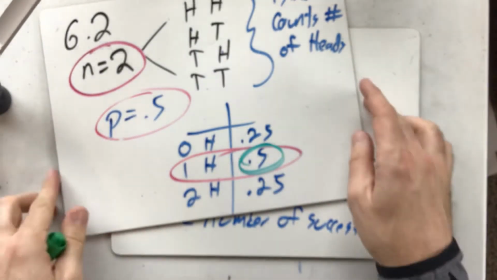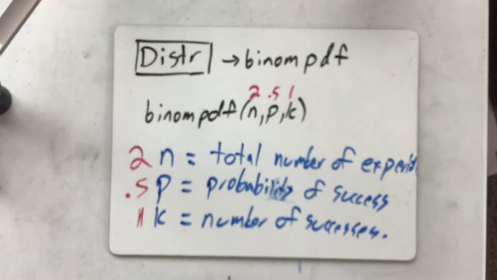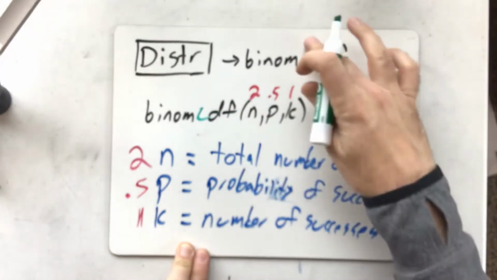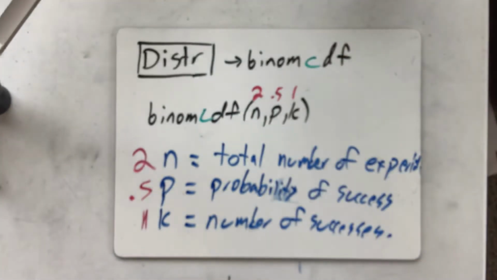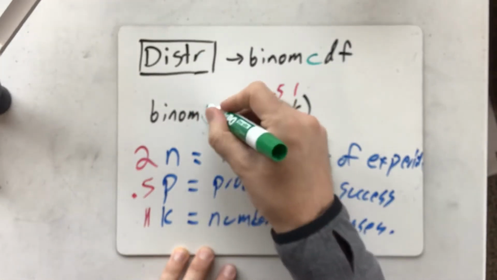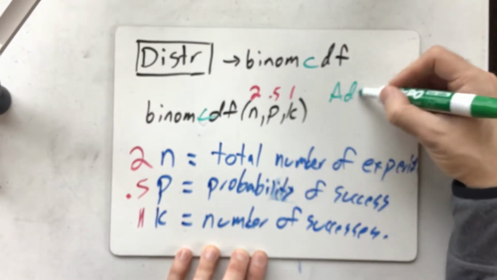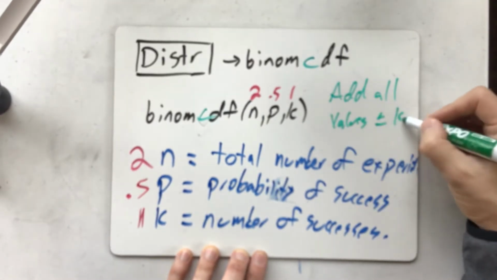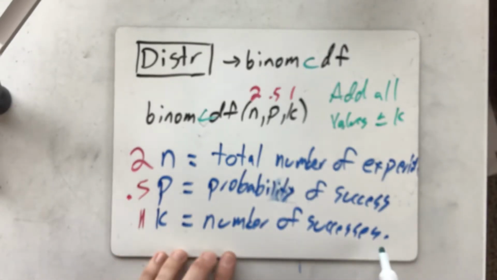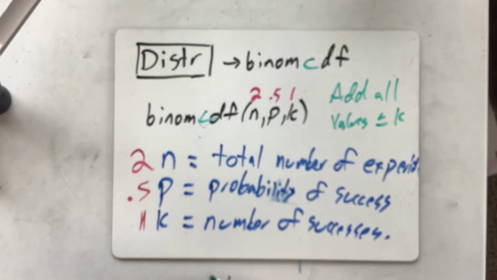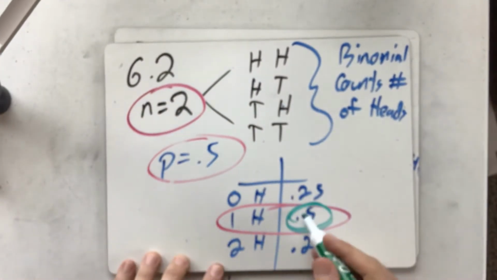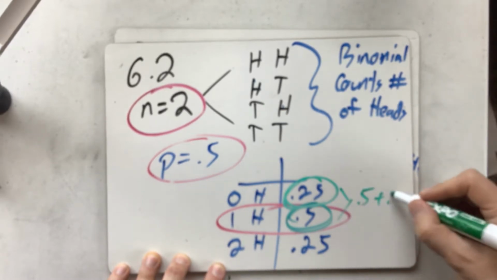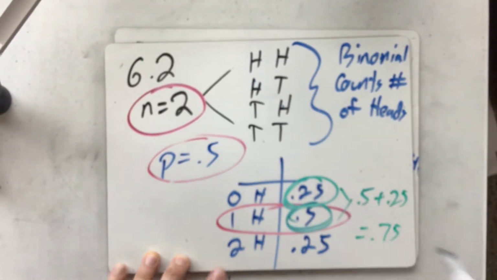Okay. Now, let me teach you one more command. If I switch PDF to CDF, then what CDF will do is add all values less than or equal to whatever your k is. So now, instead of k being the number of successes, you add up all of the terms. If I do that same command with CDF, instead of getting 0.5, I get 0.5 plus 0.25. So I should get 0.75 when I do my calculation.